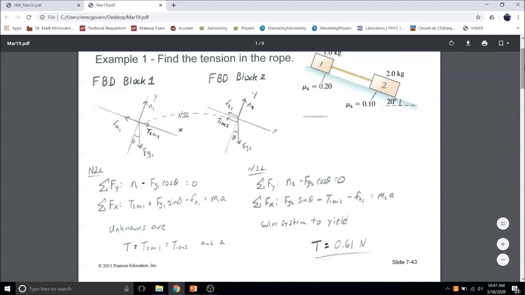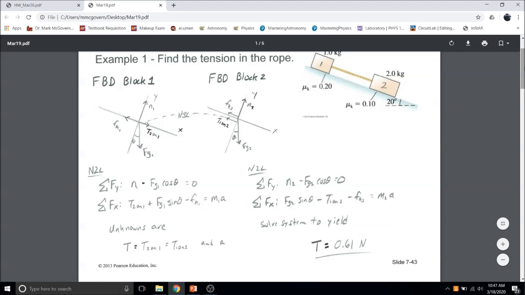The forces in the x direction, we got tension 2 down the incline, that's positive. The component of gravity that's down the incline is positive, and then the kinetic friction is negative. We set it equal to m1a. The exact same treatment happens on block 2. Okay, so you'll notice everything about that is the same.